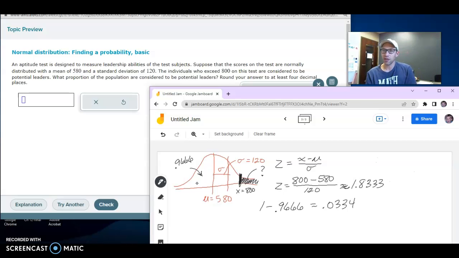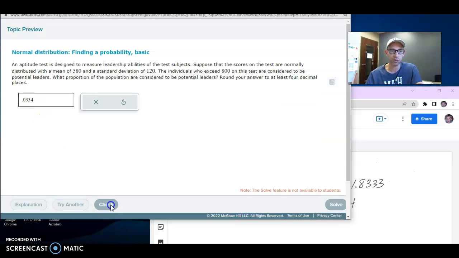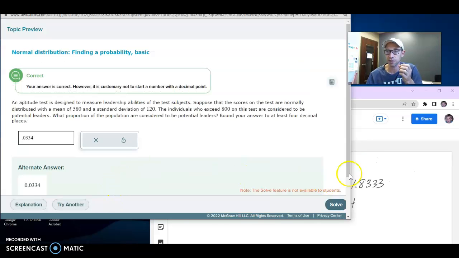So how did I know that? Well, I caught that error because of the picture. I knew that I was looking for just a tiny chunk of our distribution. So when the answer gives me 96.66%, I'm thinking, okay, something's fishy here. So this is, again, reinforcing the concept of why these drawings, these visuals are so important on these types of problems.